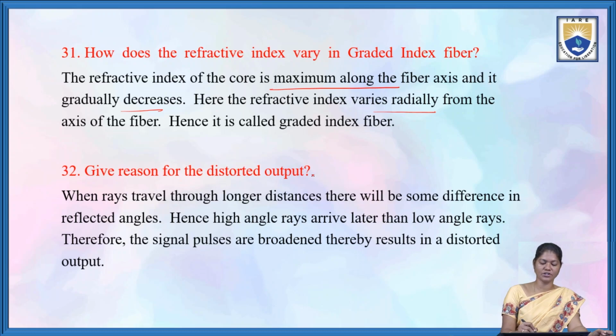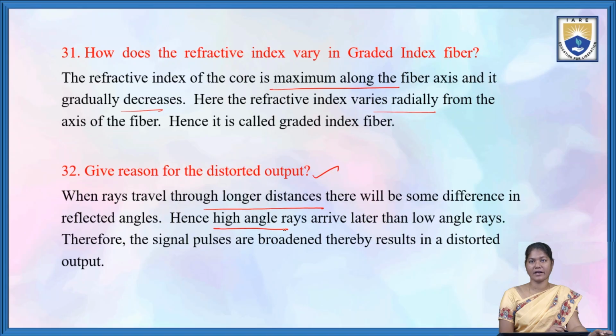Give the reason for the distorted output. When rays travel through a longer distance, there will be some difference in the reflected angles. So high angle rays arrive later than low angle rays. Therefore, the signal pulses are broadened, thereby resulting in a distorted output.